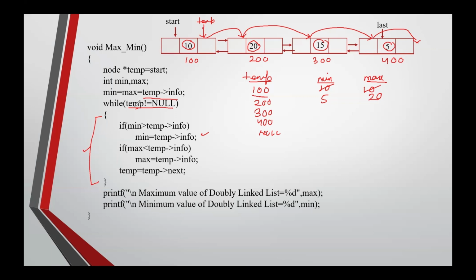While temp is not equal to null: right now it is null, so the condition is false, which means the loop will not execute. The next line will print the maximum of the double linked list, which is max. What is the max? 20. The minimum value of the double linked list is 5, so the output will display 5. So this is the way the function performs its operation.